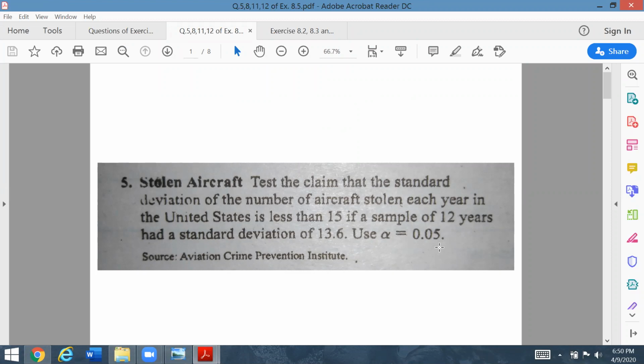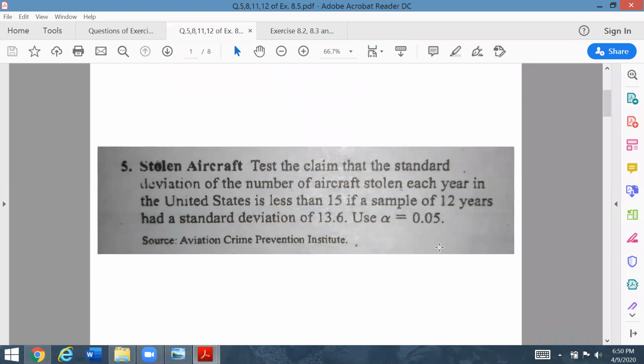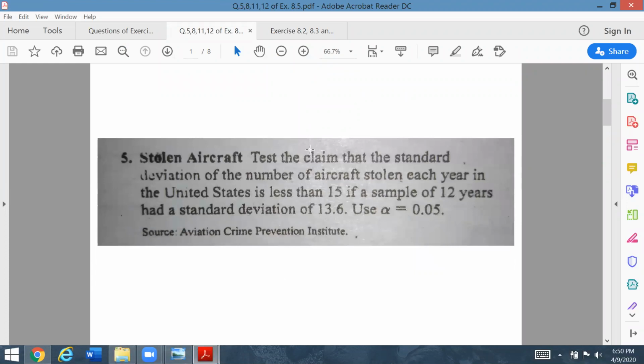Now, see how do we attempt this question and what information is given to us. Test the claim that the standard deviation. Now what is being talked about? In all the questions you did in exercise 8.2 and 8.3, there the author had been telling you the average of the population in the first sentence. That was the mean. And in the next exercise, he was talking about the population proportion. But now he's talking about the standard deviation. So keep in mind the change in the language of the problem.